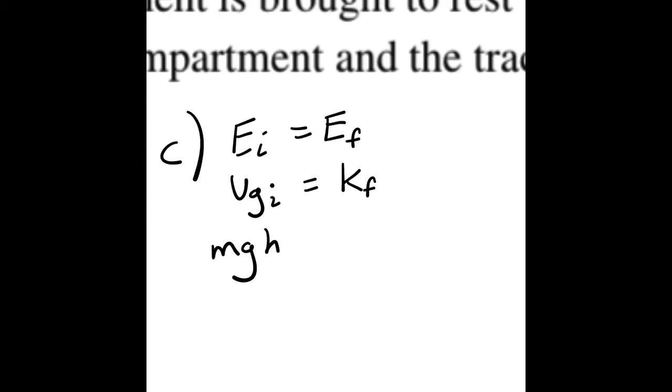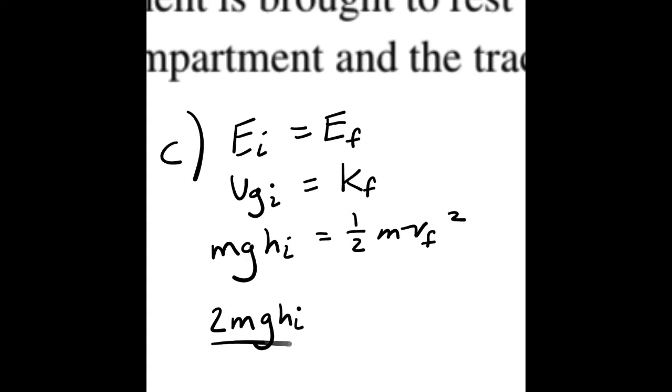We can say that energy at the beginning is equal to the energy at the end. So we have the potential energy due to gravity at the beginning is equal to the kinetic energy at the end, which is just going to be mgh initial is equal to 1/2 mv final squared. Now I just need to solve this equation for v. So this is going to be the square root of 2 mgh initial divided by m, is equal to v final.